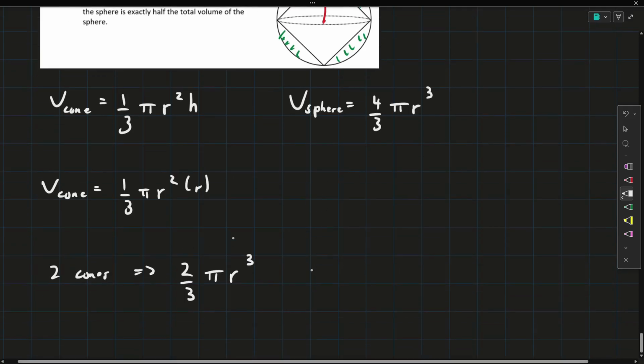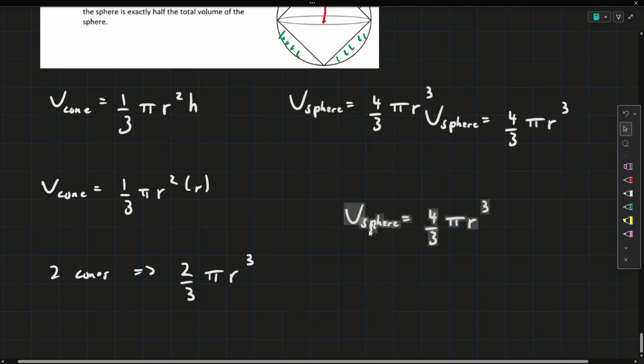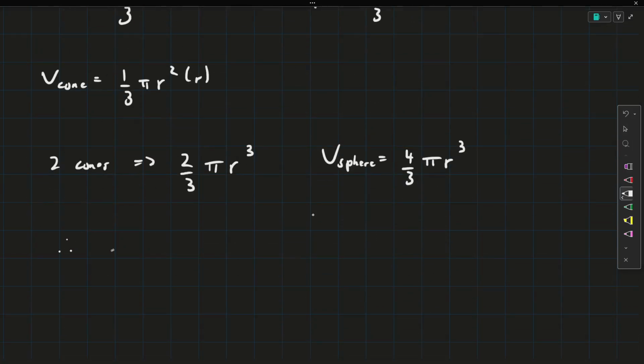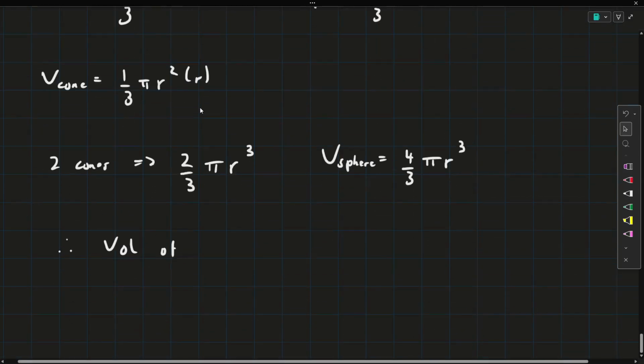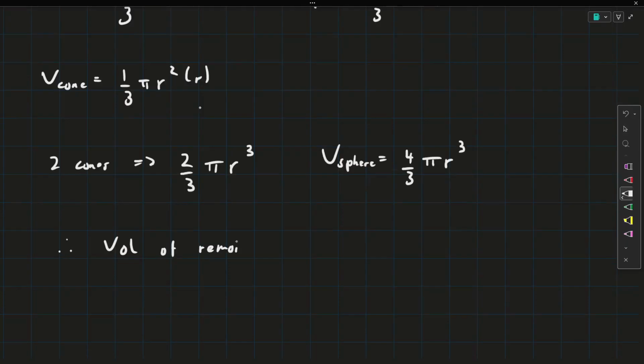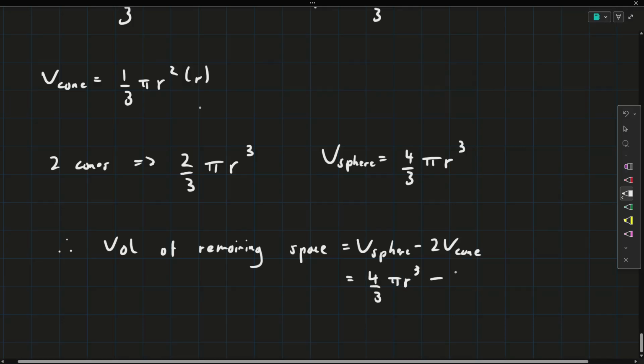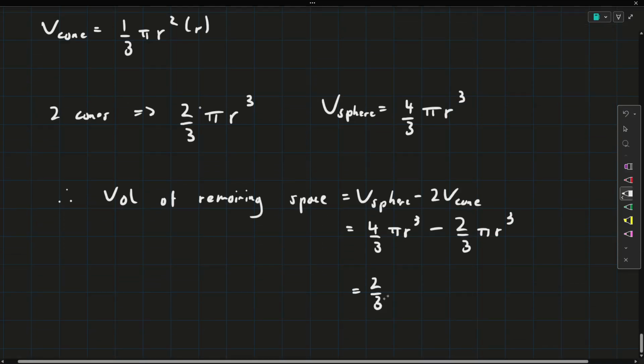Now the volume of the sphere, as we have up here, is 4 over 3 pi r cubed. That's given in the tables booklet. So we can say that therefore the volume of the remaining space will be the volume of the sphere minus the volume of the two cones. So that'll be 4 over 3 pi r cubed minus the volume of the two cones, 2 over 3 pi r cubed. So that's going to give us 2 over 3 pi r cubed, which is the same as the volume of the two cones.